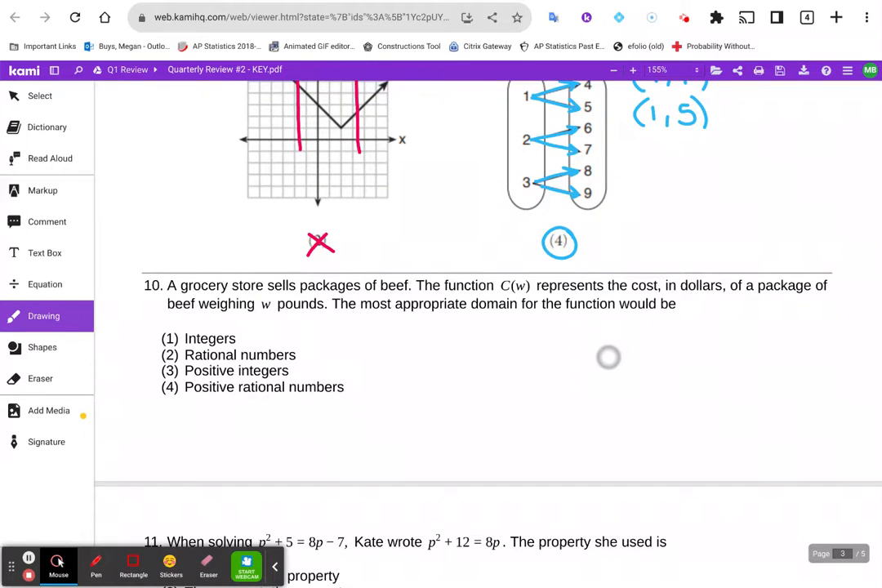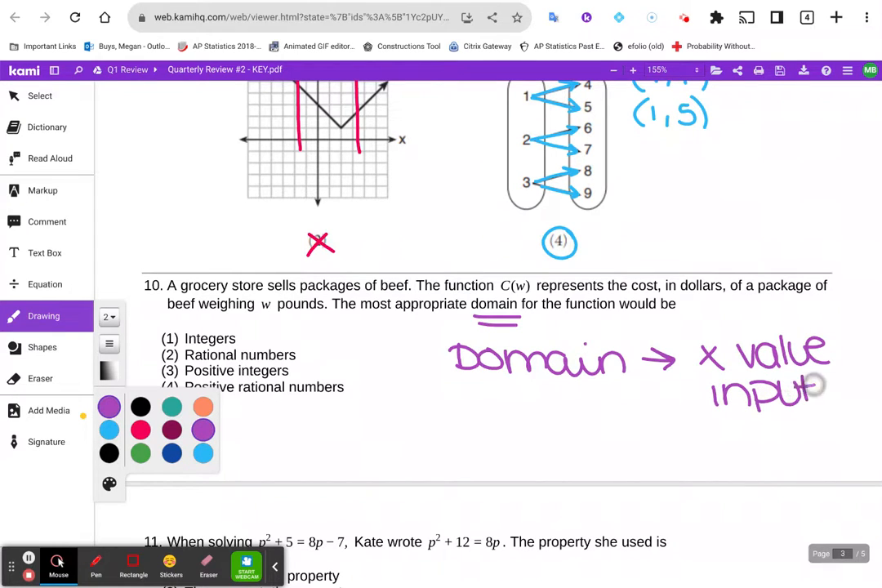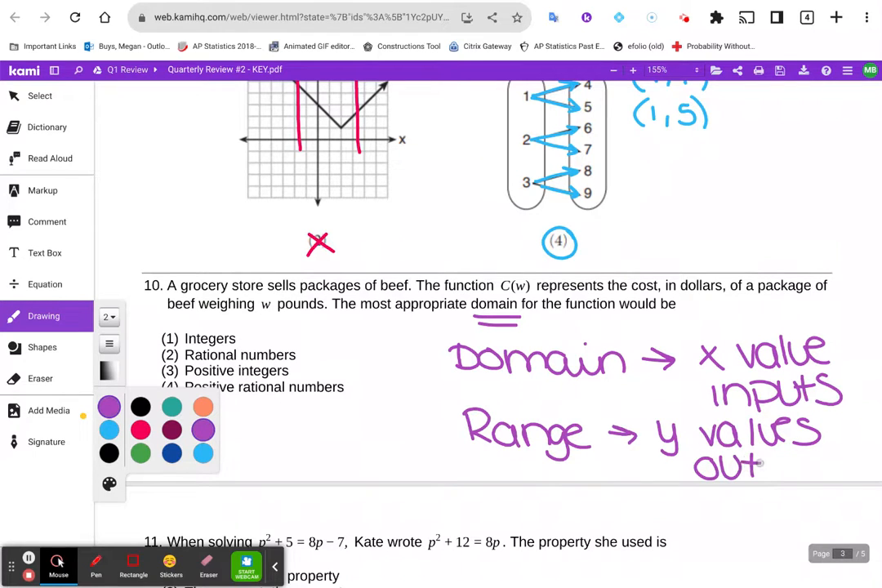Now, for 10, a grocery store sells packages of beef. The function C of W represents the cost in dollars of the package of beef weighing W pounds. The most appropriate domain, now remember, domain and range go together. Domain is your x values, also known as your inputs, what you'd be plugging in, because we always plug into x, where range is your y values, also known as your outputs. It's what you get out of plugging x in.